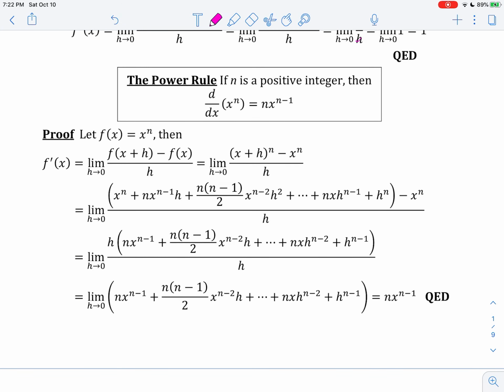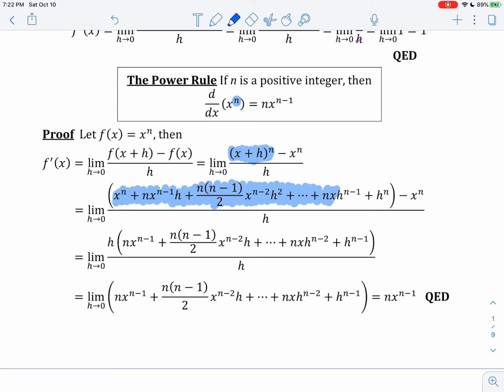And the power rule, so if we've got x raised to a number, we're actually going to use the binomial expansion. And if f of x is x to the n, then f prime of x is going to be the limit as h goes to 0 of f of x plus h minus f of x over h. And so we've got x plus h to the n, and x plus h to the n is equal to this monstrosity.